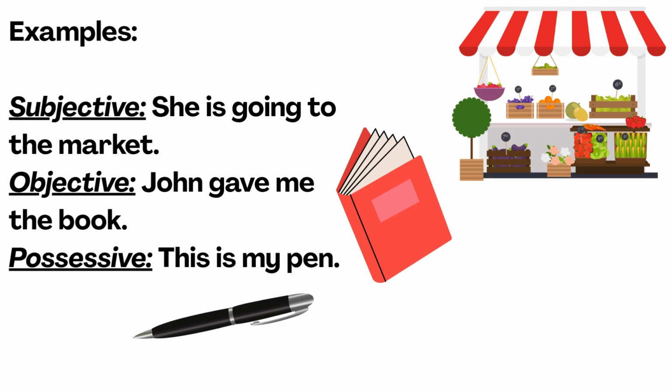Examples. Subjective: She is going to the market. Objective: John gave me the book. Possessive: This is my pen.